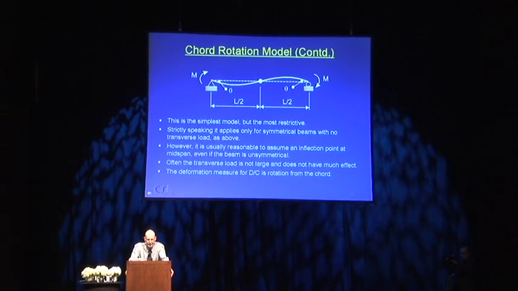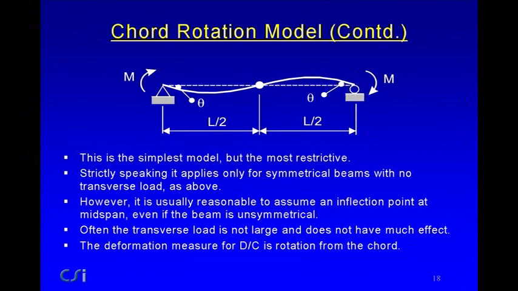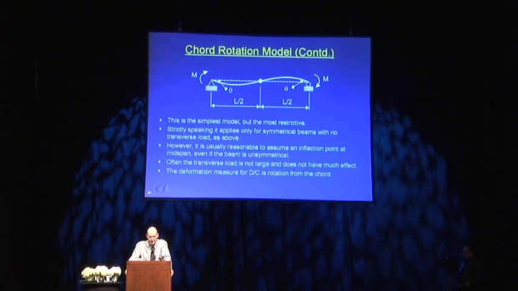So strictly speaking, it applies only to symmetrical beams, no transverse load. However, it's usually reasonable to assume an inflection point at midspan. Even if the beam is unsymmetrical, why not assume it like that? It's good enough for practical purposes in most cases. Often the transverse load is not very large and doesn't have much effect. If it does, you can't really use this model. And the deformation measure now is directly the rotation from the chord. Theta is shown in the diagram there. And notice that if it was hinge rotation, it's like the plastic hinge rotation. Here we're talking about the total end rotation.